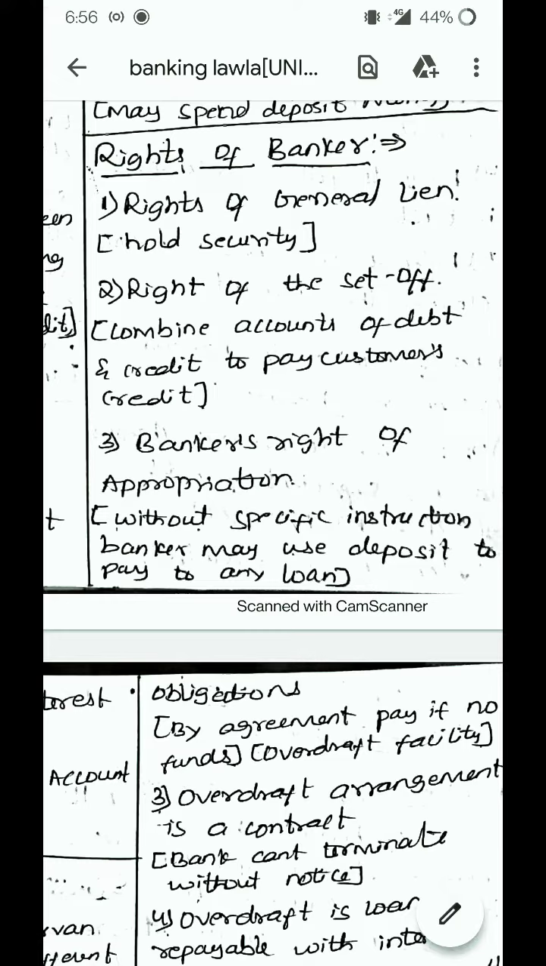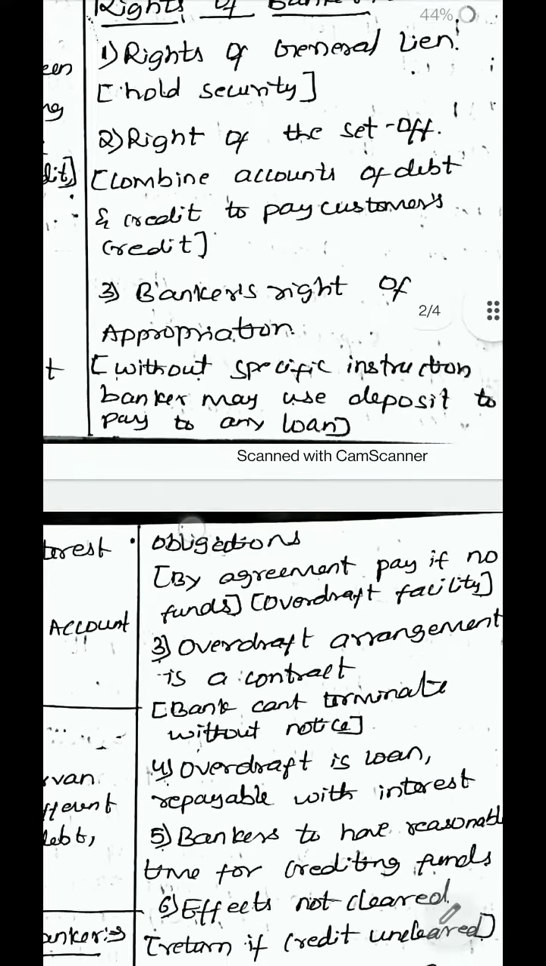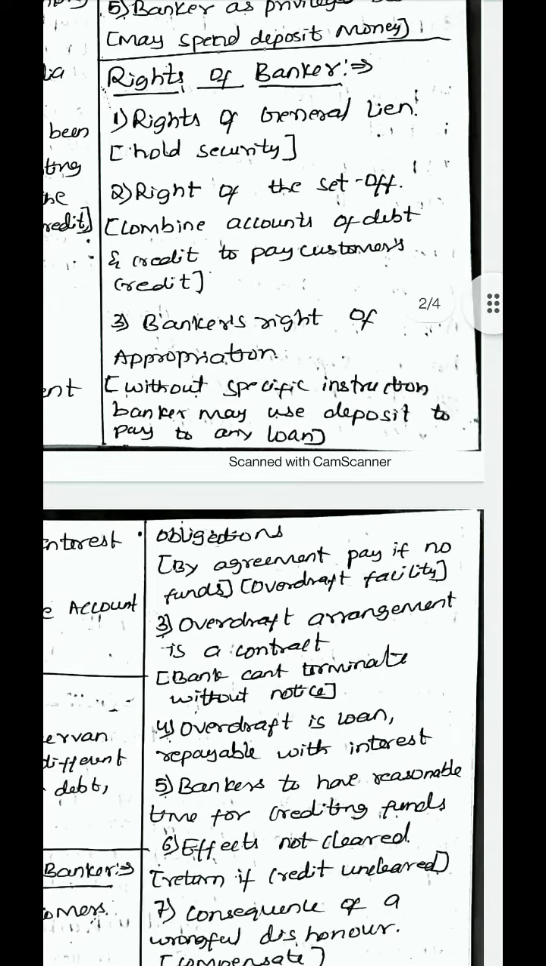Then the banker's right of appropriation. Without specific instruction, the bank may use a deposit to pay any loan. For example, if a person has more than one loan in a banking institution, and he deposits his money but doesn't specify which loan is to be paid, the banker, at his own discretion, can pay off any loan he wants. This is called the banker's right of appropriation. But if the customer specifies which loan is to be paid, then the banker has to pay only that loan.